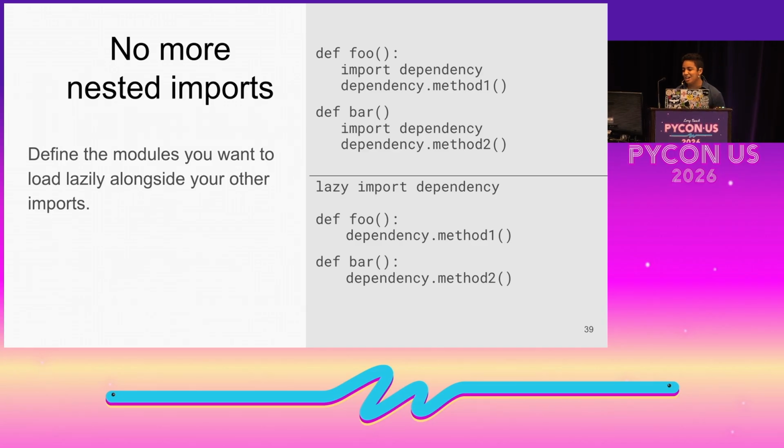Also, this is an opportunity to reduce redundancy. I chose this example specifically because I wanted to show how often, when you want to lazily import modules in the way that we can do without PEP 810, you often end up with redundant imports that are nested across functions, whereas here, things are just cleaner.